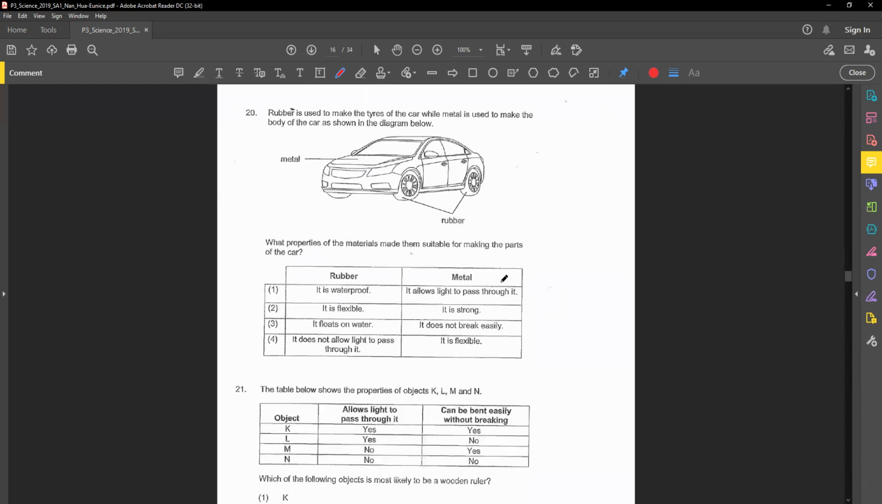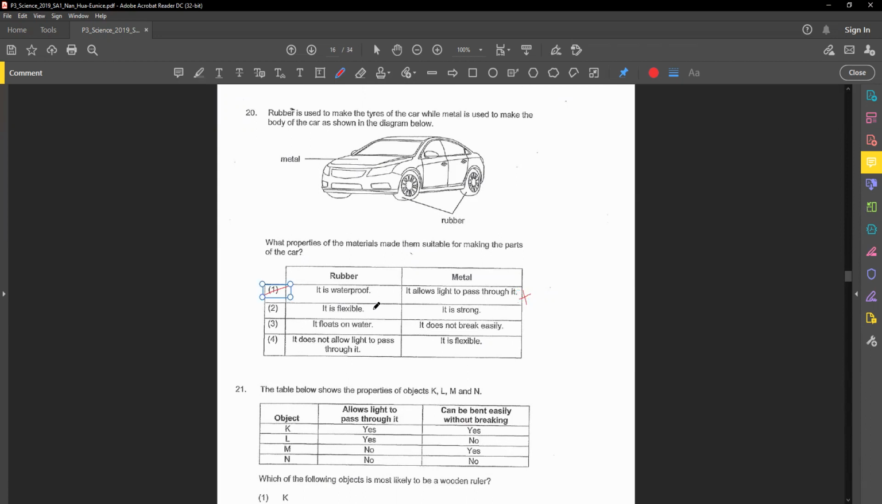Now for question 20, the table lists some properties of the materials, rubber and metal, which are used to make certain parts of the car. By elimination alone, we know that option 1 is wrong because metal is not transparent and it does not allow light to pass through.